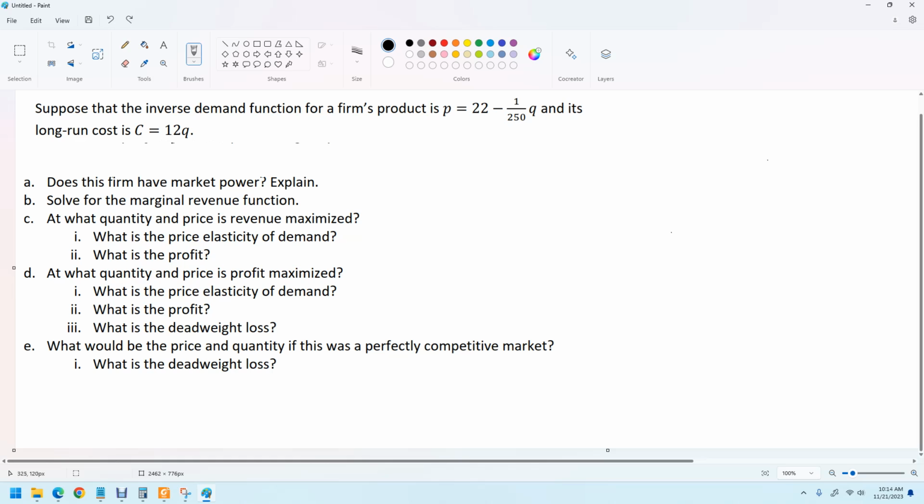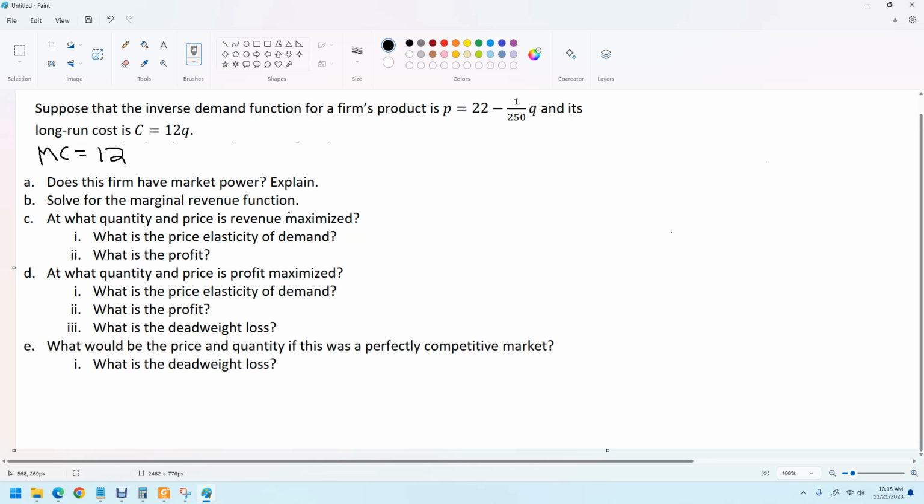Here's their long run cost. Let's get marginal cost out of that. It's the partial derivative with respect to Q of that, which is just 12. So we've got marginal cost. Does the firm have market power? Yes, it does. It can pick whatever quantity or whatever price it wants. It'll sell a certain amount of quantity. That's how we know the demand curve is downward sloping.